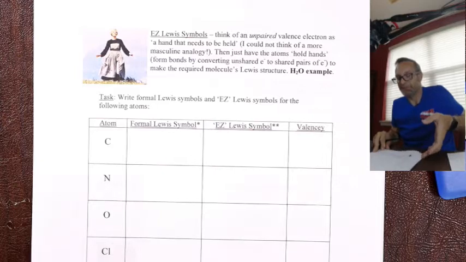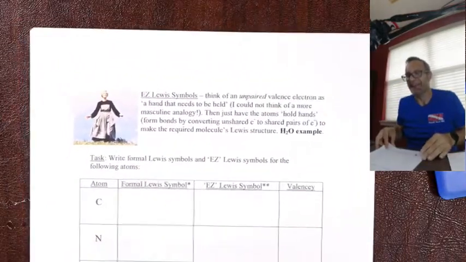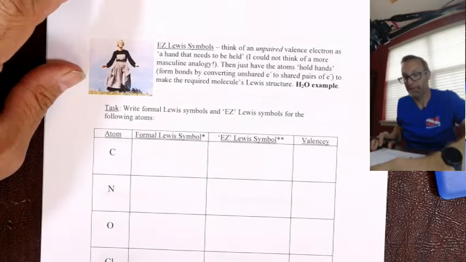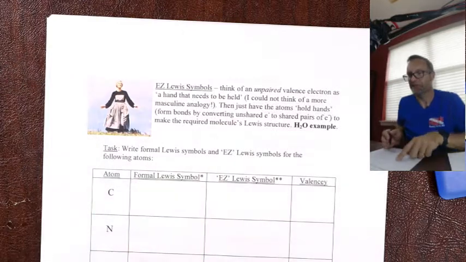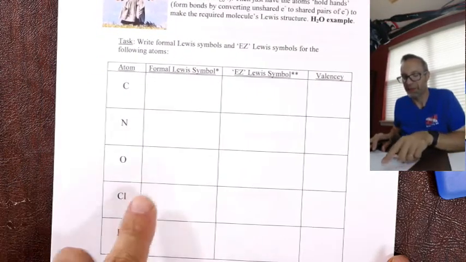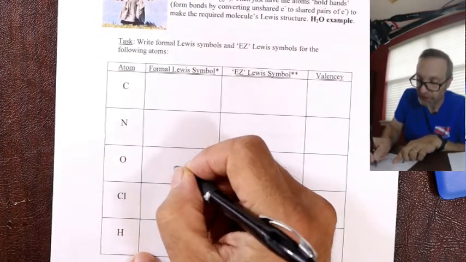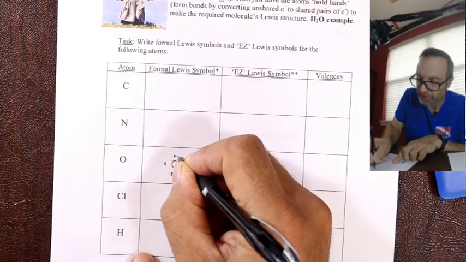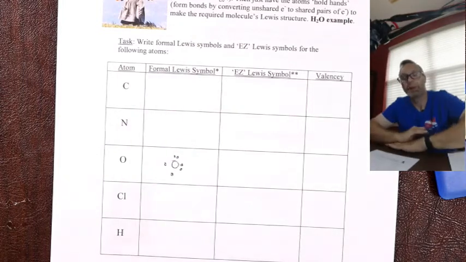Now, let's think of water for a second. If I did, and it's right here, actually, let's just do it right here. So here's my regular Lewis, 1, 2, 3, 4, 5, 6. That was on the previous page.